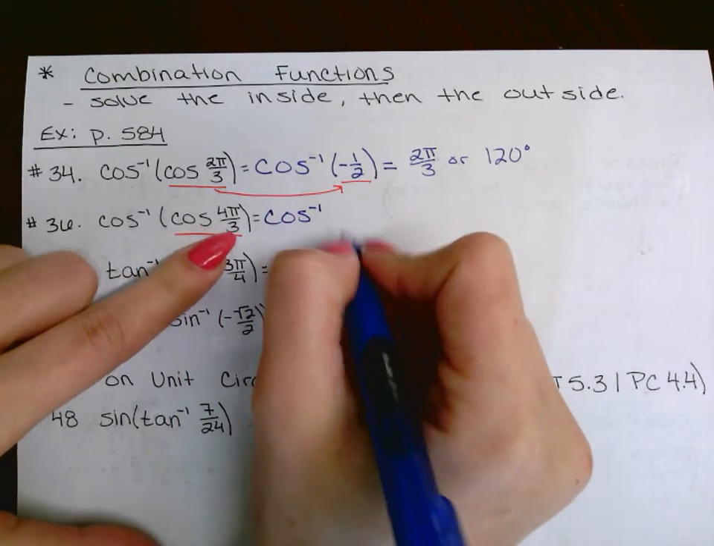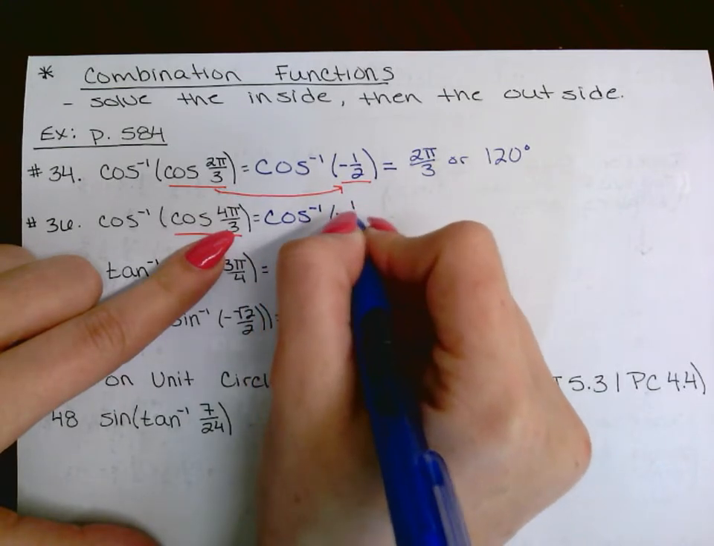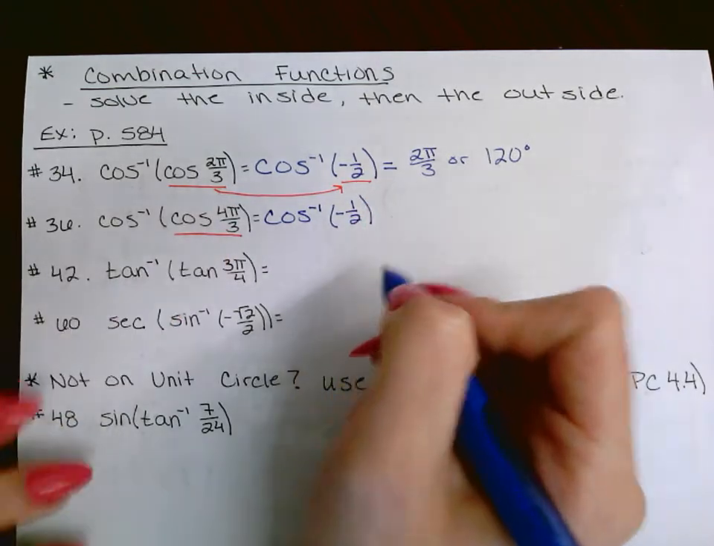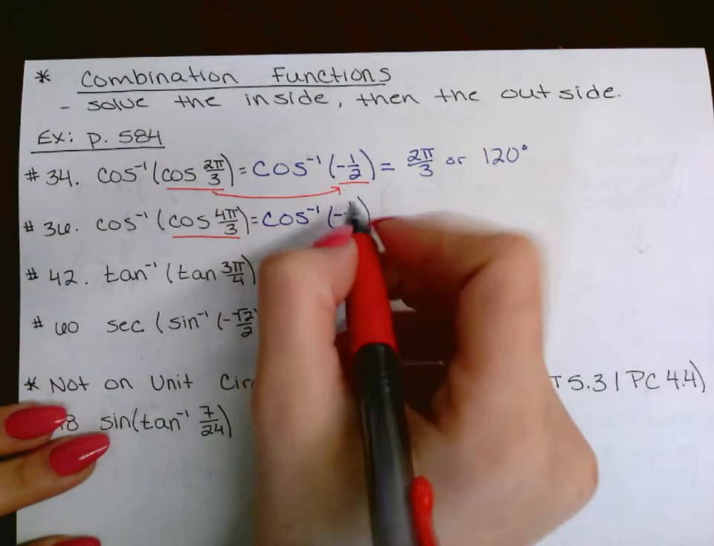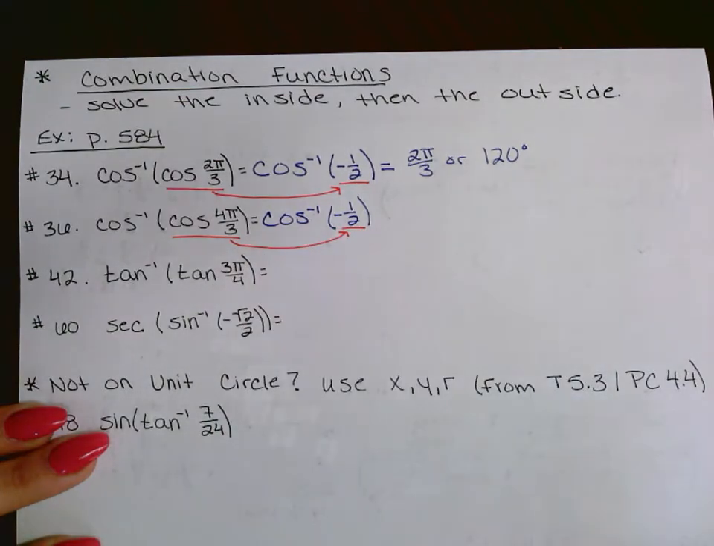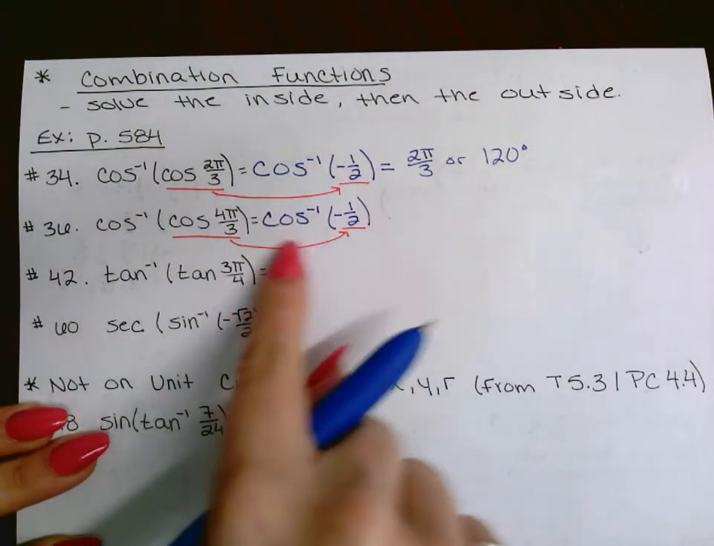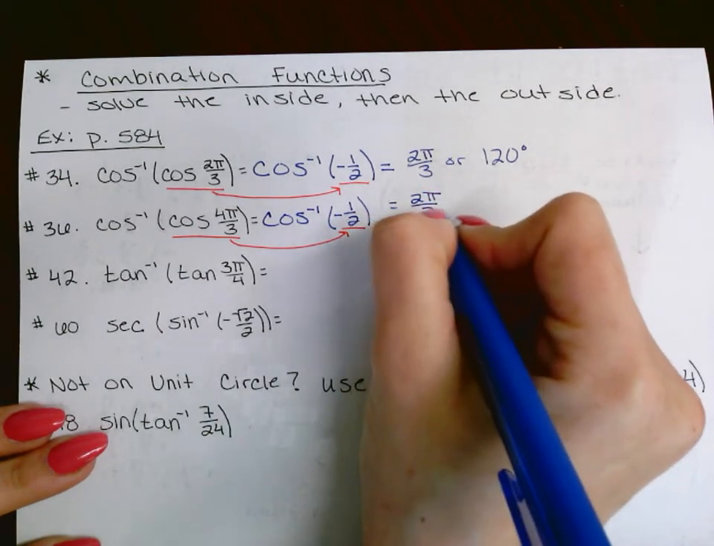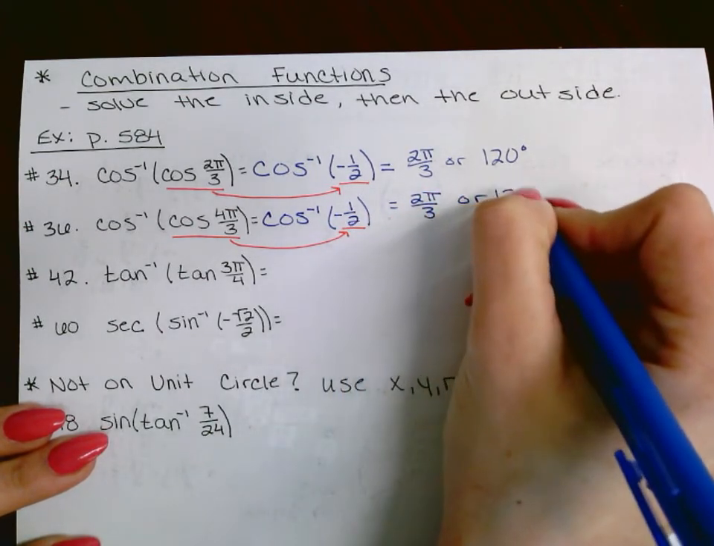It is also negative half. We all see that? That should be in your third quadrant. So again, I just solved the inside and replaced it. Now, this part is the same. What is inverse cosine of negative half? 2 pi over 3 or 120 degrees.